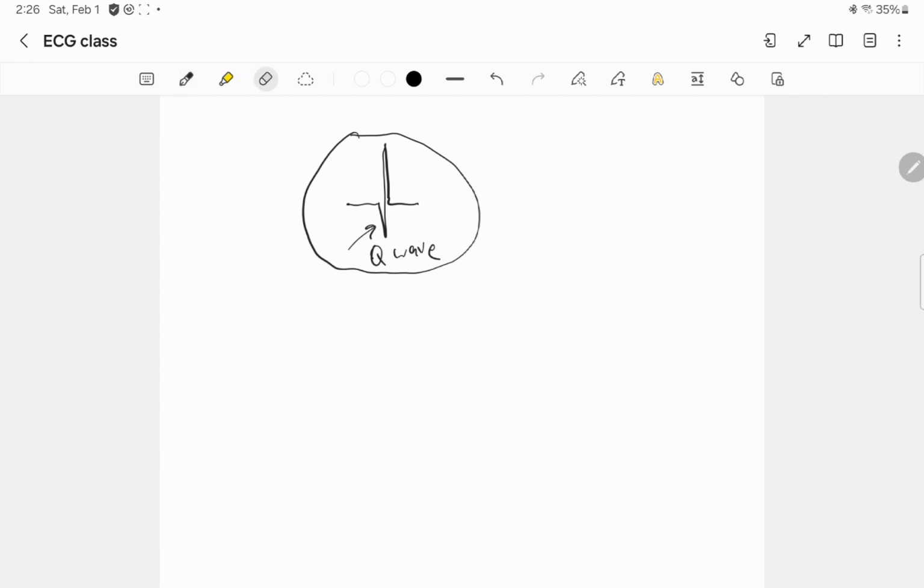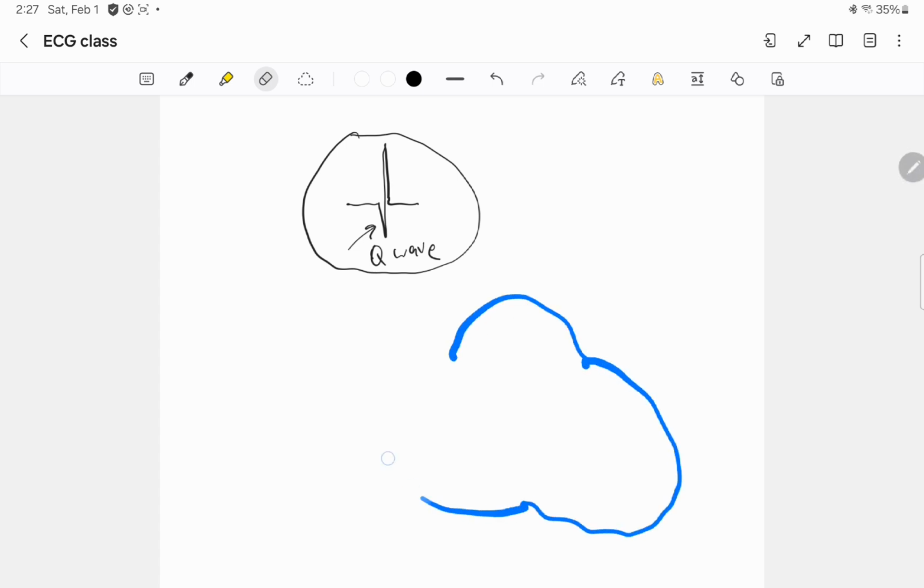But the summary of the concept that I want to communicate is that a Q wave represents that the initial part of the vector that we're looking at in a particular lead goes away from the lead, and then if there is an R wave that follows, that R wave suggests that the vector is coming towards the lead.